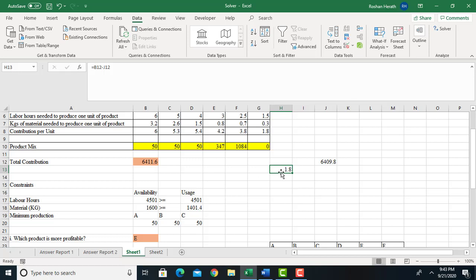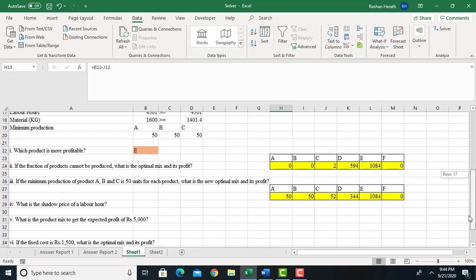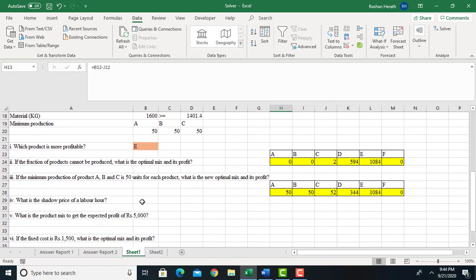So obviously, that would be the maximum price that you would be ready to pay. So definitely it should be something less than that because you want to make a profit. But if you set the maximum ceiling, in order to acquire 1 unit of labor, you would be ready to pay only rupees 1.8. And that is your shadow price of labor. So you can take it as rupees 1.8.